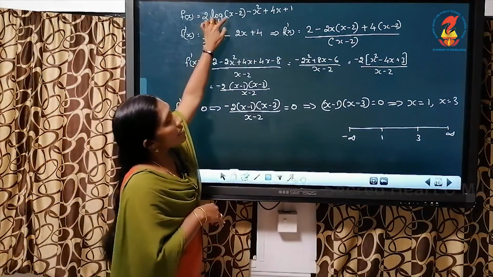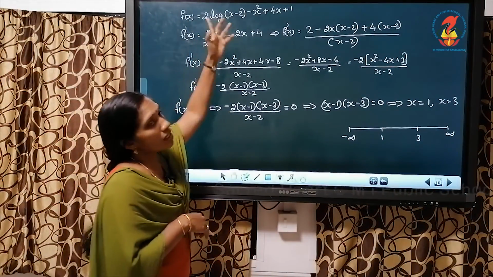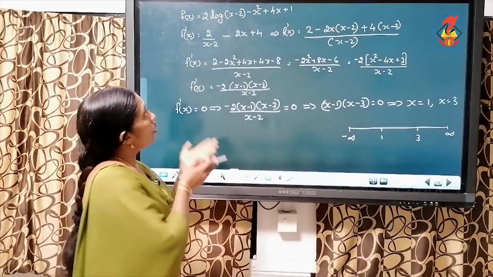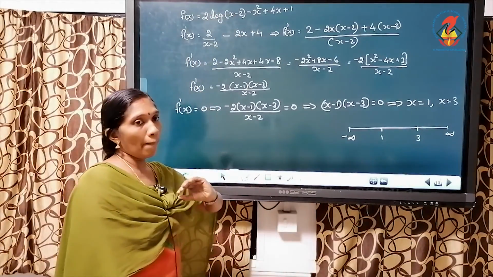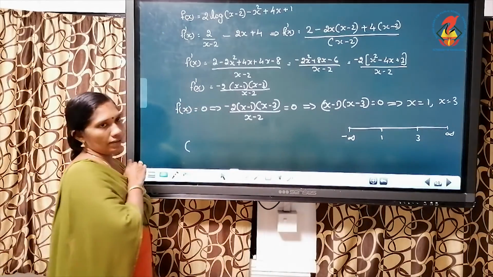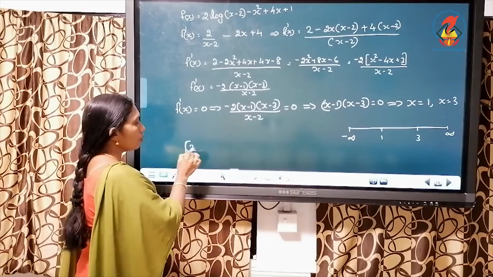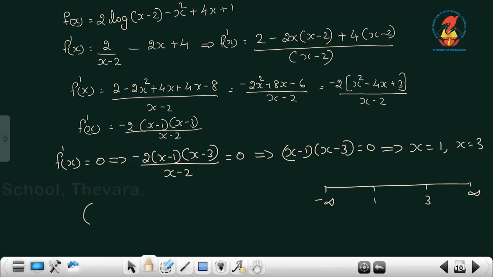So this x can't take the value 2. If x is equal to 2, log 0 is not defined. So for this function to be defined, x value will be more than 2. That is, we write an open interval, not a closed interval. Closed at 2 would mean 2 can be substituted, which is not possible. So here this part we can't take, there is a point 2, and from 2 onwards we can write.